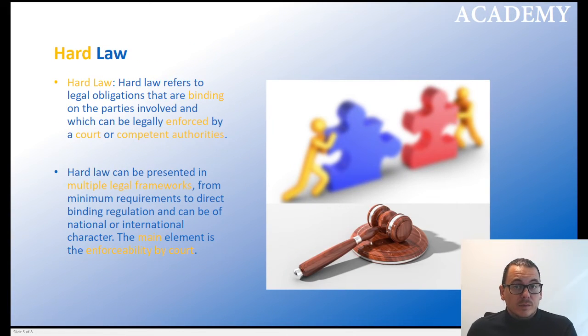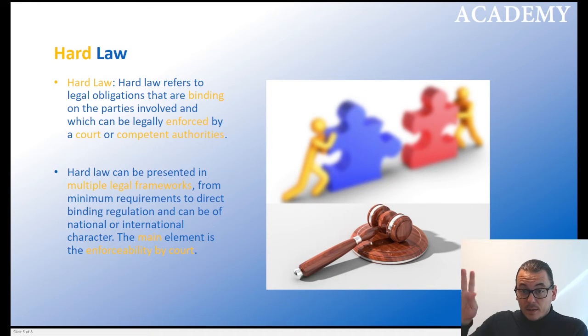So what about hard law? Here I blurred out the picture of the two figures trying to solve a puzzle, which I tried to make the representative picture of soft law. And now we're back to a picture that everyone knows because it's classic law. Hard law refers to legal obligations that are binding on the parties involved and which can be legally enforced by a court or competent authorities. So it is exactly what you would think about when I say regulations or law.